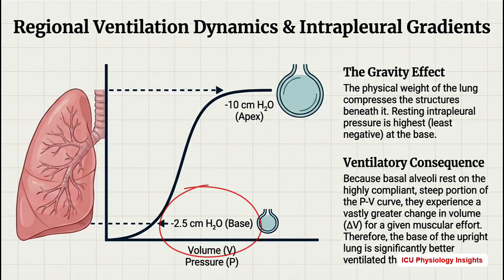What this means is that at FRC, the basal alveoli are less expanded. They're sitting lower on their PV curve. And as you can see, this is a much steeper, more compliant region. Therefore, during inspiration, for the same change in pleural pressure, the base expands more and receives the majority of the ventilation. The apices, on the other hand, are already highly stretched and sitting on the flatter, less compliant part of the curve.